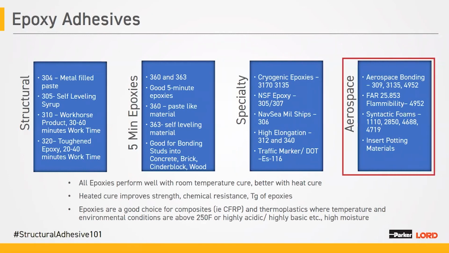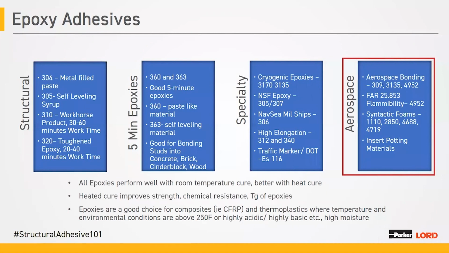So with the aerospace epoxies, for bonding aerospace composites and metals together, we have the 309, 3135, and 4952. The 4952 is certified FST, or flame, smoke, and toxicity, to the FAR 25.853 regulation, or the Federal Aviation Regulation. We have a couple of syntactic foams with 1110, 2850, 4688, and 4719. And then certainly we also have some insert potting materials.